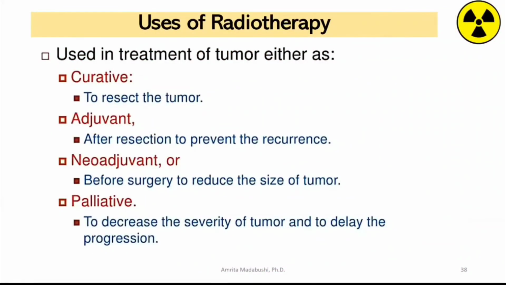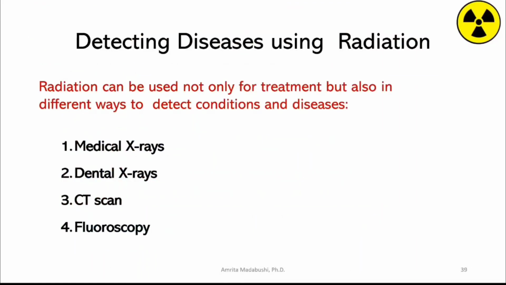So this is something that we discussed in some of the other slides: the different uses of radiotherapy to cure, after resection to prevent recurrence, before surgery, or palliative. There are different ways in which it can help. And these are the different instruments or techniques by which these conditions can be detected. Diseases can be detected.